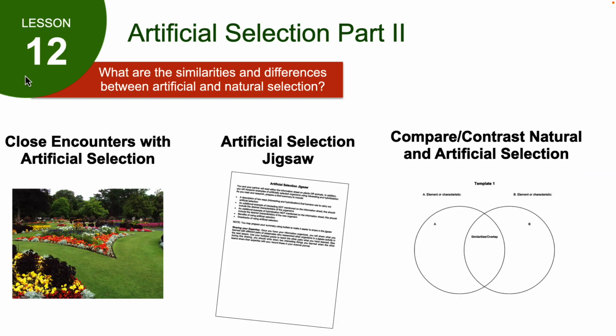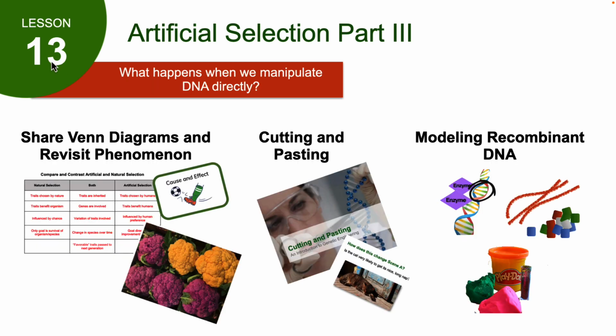In Lesson 12, students briefly discuss how many different artificially selected organisms they encountered since class yesterday. Then students complete the artificial selection jigsaw from the previous lesson, including a whole class discussion. Students then compare and contrast natural selection and artificial selection in small groups using a Venn diagram so they can then contribute to the whole class synthesis Venn diagram. In Lesson 13, students do a gallery walk of yesterday's Venn diagrams and then explain the original phenomenon. People have bred orange and purple cauliflower.